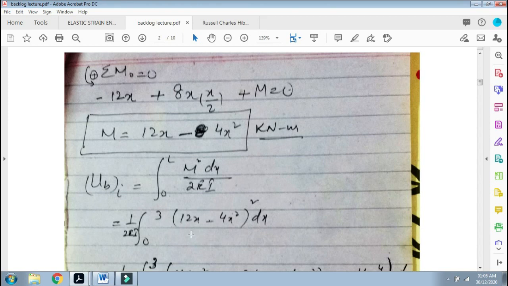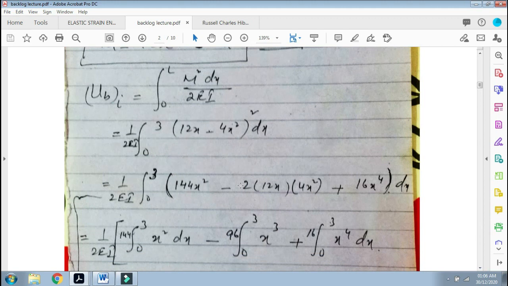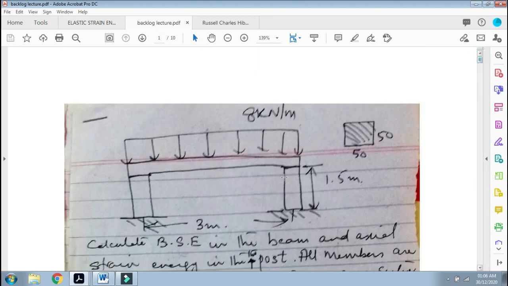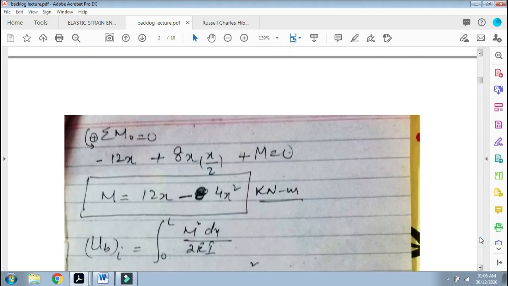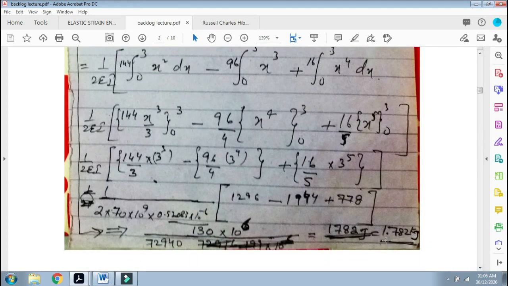If you look at it, it is a minus b the whole square, so you basically expand it. 1 upon 2 EI, integral 0 to 3, you expand a minus b the whole square. This formula comes out to be simple. And why do you take 0 to 3 over here? Because the length of the beam is from here to here, 0 to 3, from this midpoint to this midpoint, not from this corner to this corner. Don't get confused about that. So once you do that, you get the bending strain energy as 1.782 kilojoules.